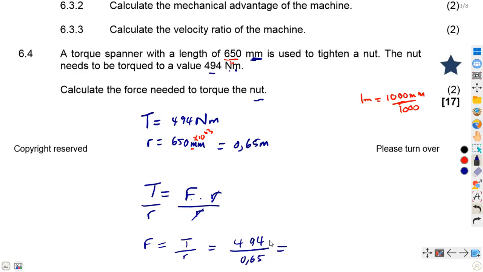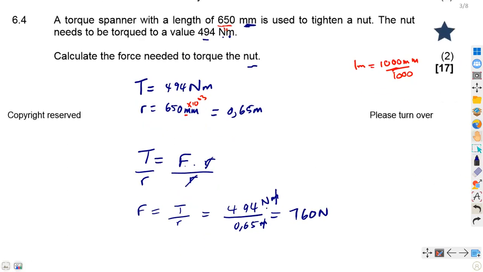Okay, so if you divide these two, remember this was torque in Newton meters. This distance is in meters. So meter and meter will cancel. Your answer is going to be in newtons. So you're going to obtain 760 Newton. Okay, so therefore, that is the force required, or force is going to be 760 Newton.